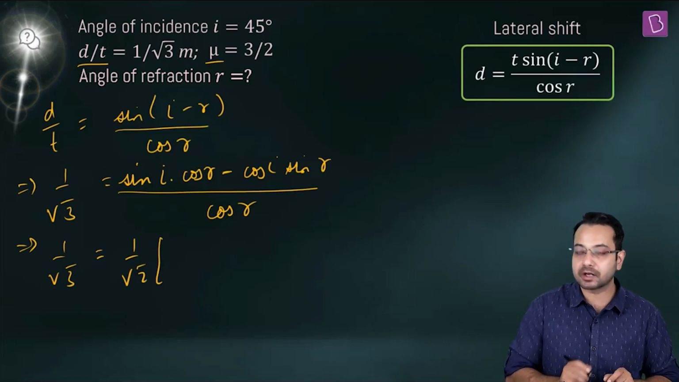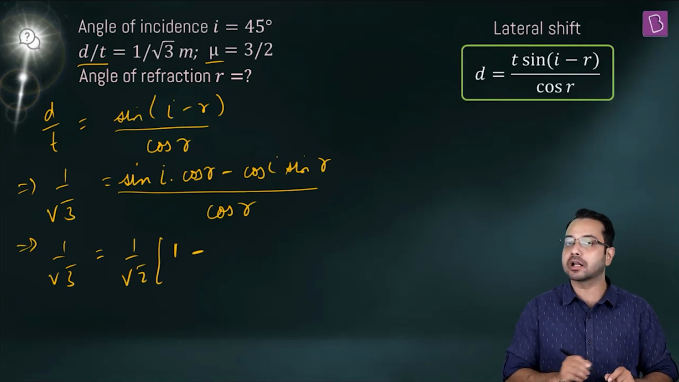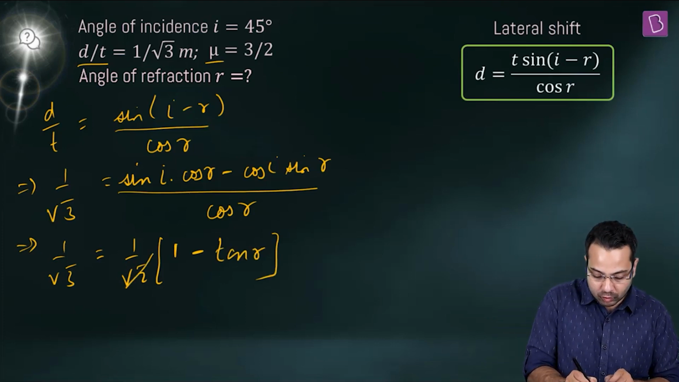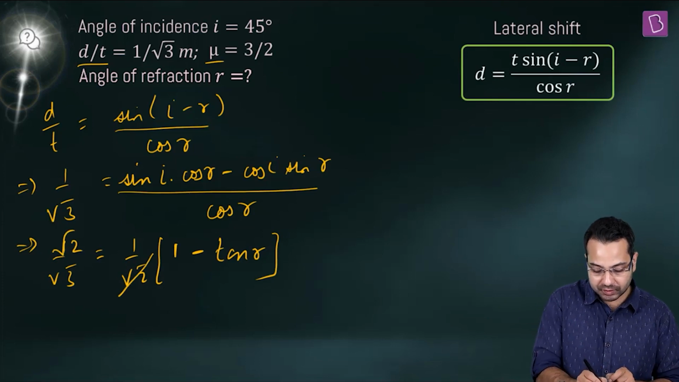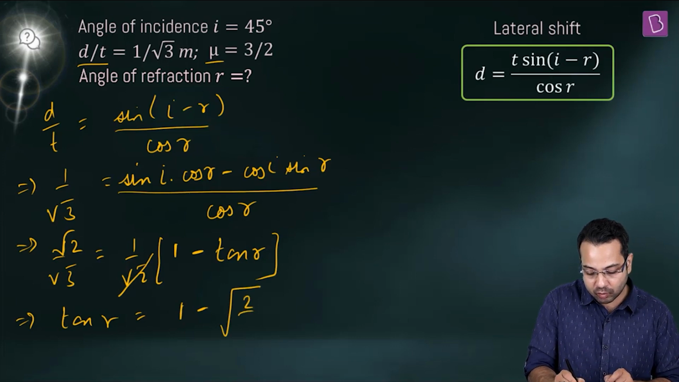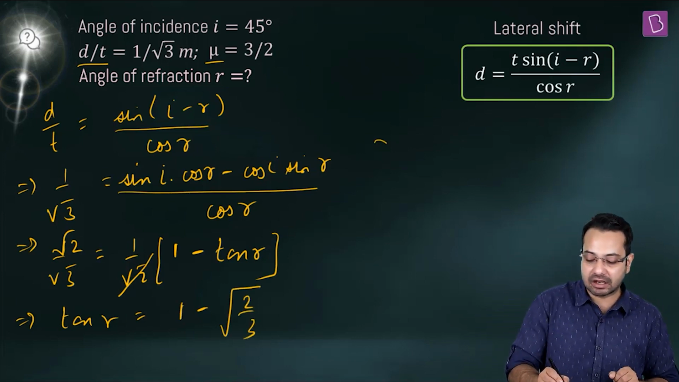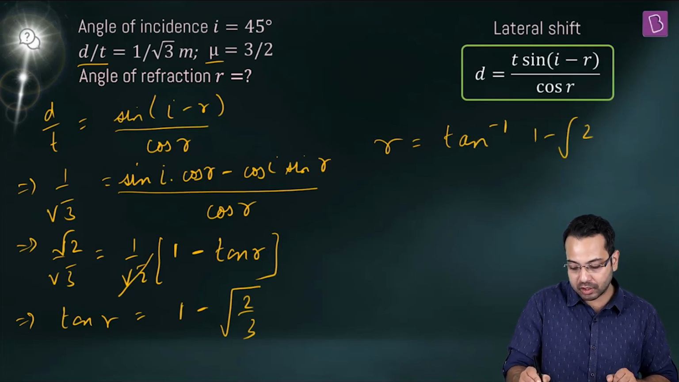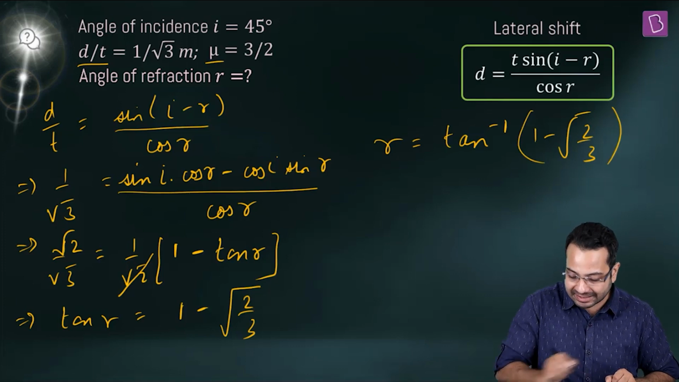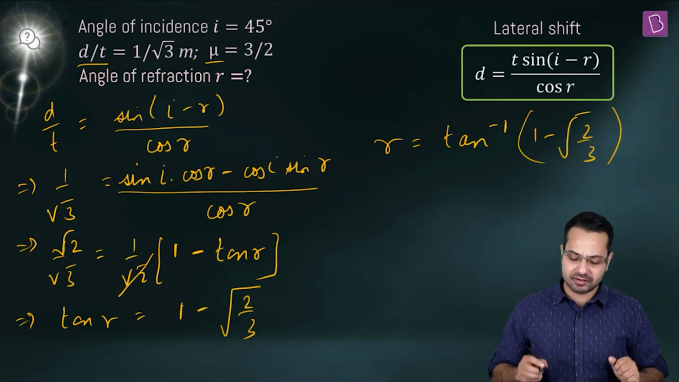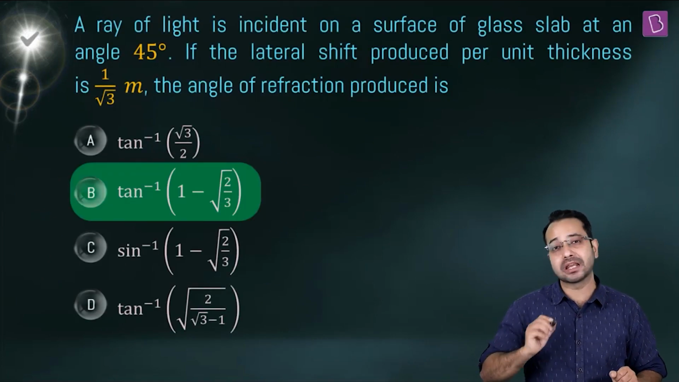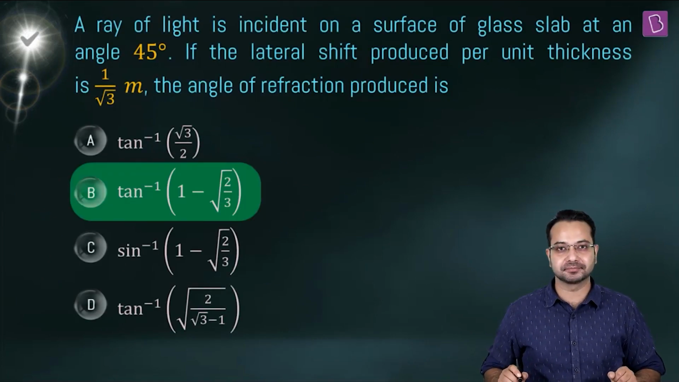Perfect. Now cos r upon cos r is going to give me 1, minus sine r upon cos r is going to give me tan r. Okay. So this root 2 I can send it over here. So I get tan r is equal to (1 minus under root of 2) by 3. Hence, r is going to be tan inverse of (1 minus under root 2) by 3. And that should be my answer. Pretty simple, isn't it? Let's have a look at the options. So option B is going to be the right option.